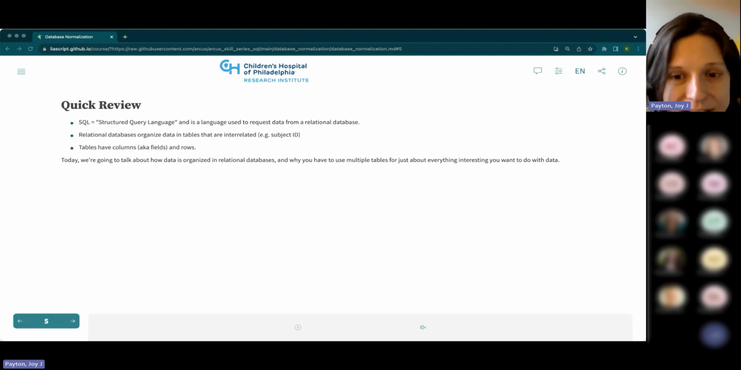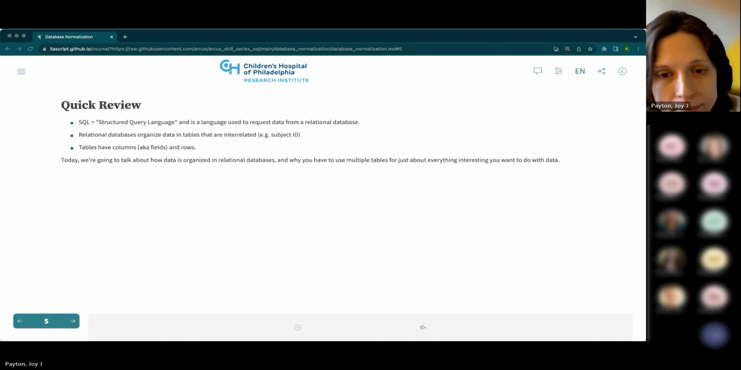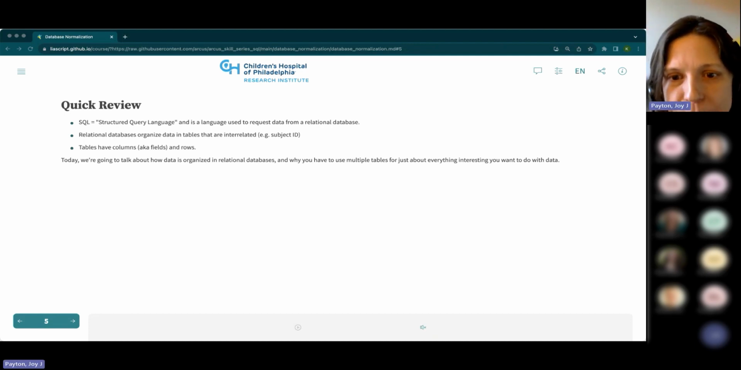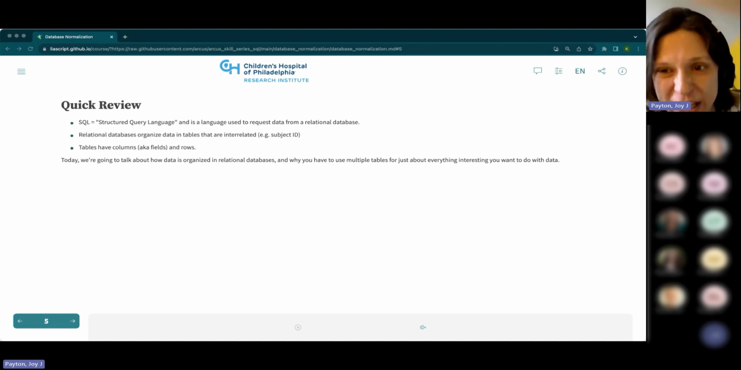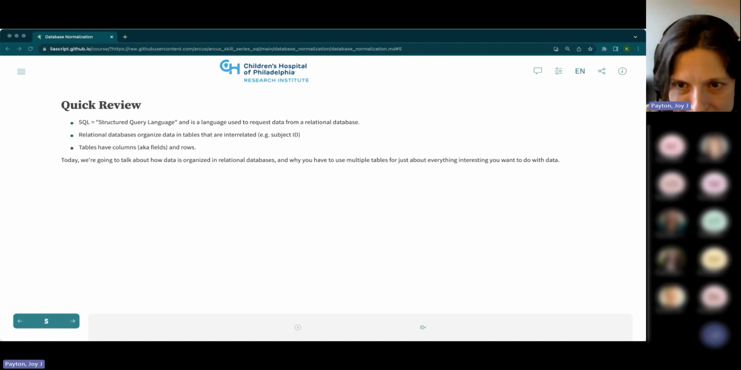The next bullet point speaks to that. Relational databases are ways that we organize data in tables that are interrelated. There might be, for example, a subject ID that appears in several different tables, and that shows the relationship between those tables, and that's what makes a database relational. And finally, tables have columns, and sometimes we call columns fields, and tables also have rows. That's what we went over last month.